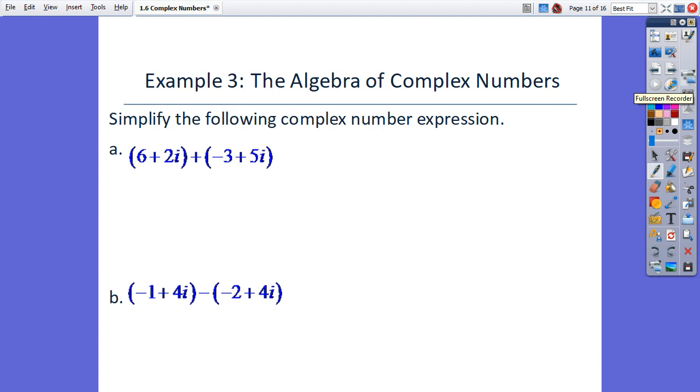So if we look at this as simply a binomial plus a binomial, combine like terms. 6 plus -3, which is 3. Then we do 2i plus 5i. 2i plus 5i is 7i. And would you agree that's in complex form, a plus bi? So we know what our a is and our b, and we're done.